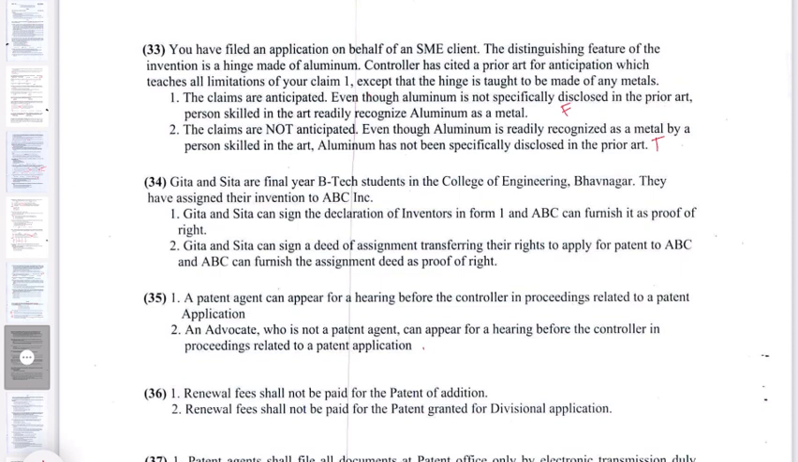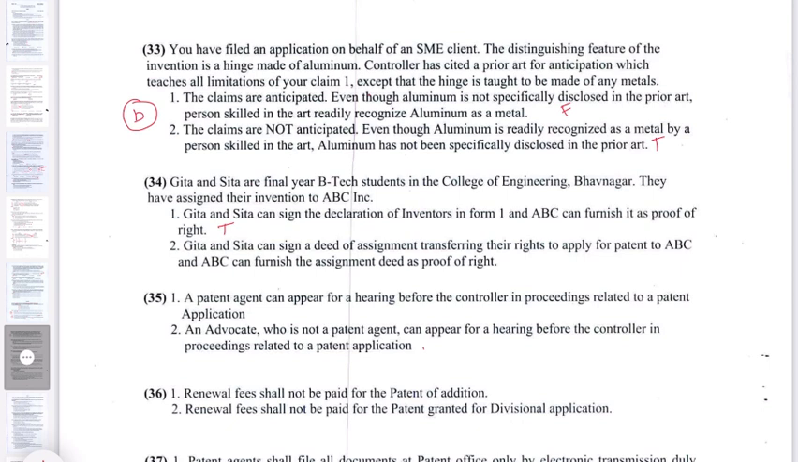Next question. Geeta and Sita are final year BTech students in the College of Engineering, Bhavnagar. They have assigned their invention to ABC Inc. Geeta and Sita can assign the declaration of inventors in Form 1 and ABC can furnish it as a proof of right. True. Second sentence. Geeta and Sita can sign a deed of assignment transferring their rights to apply for patent to ABC and ABC can furnish the assignment deed as a proof of right. This is also true. So both are true. The correct option is D.